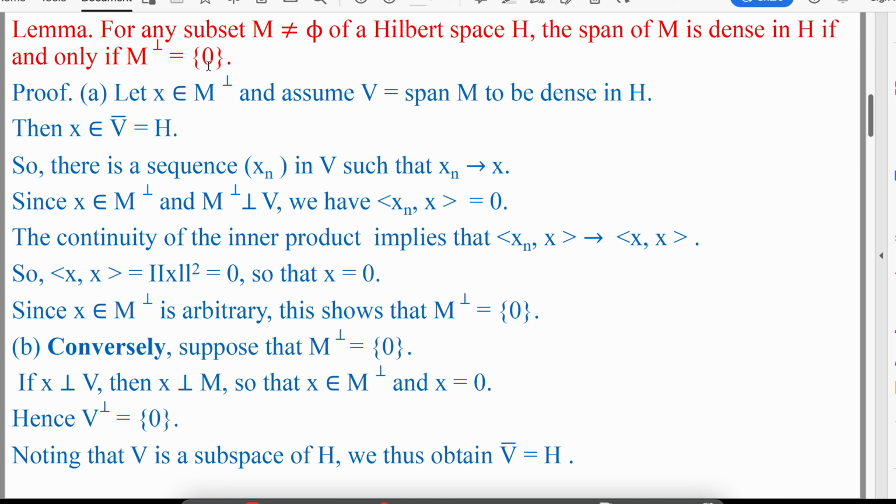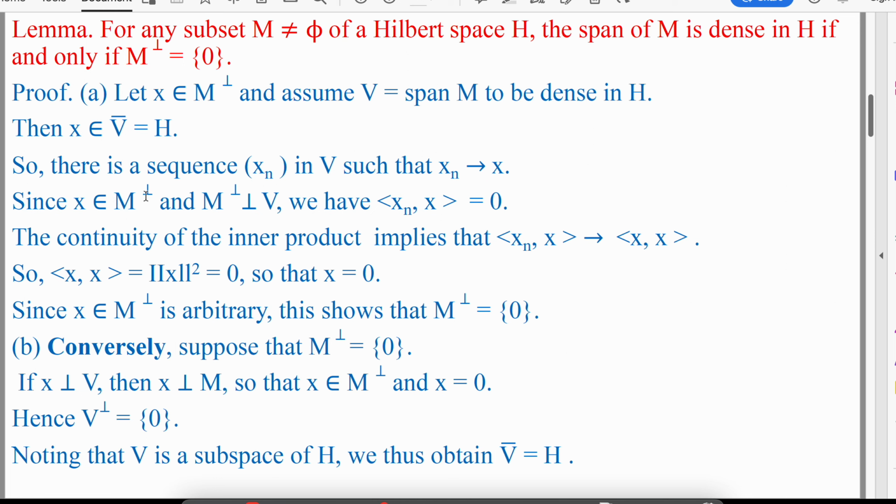So first we will assume that X belongs to the orthogonal complement of M, and we denote V by the span of M, to be dense in H. It means this X belongs to the closure of V, which is equal to H, because V is the span of M, which is dense in H. Because the closure contains all its limit points, there is a sequence Xn in V such that Xn tends to X.